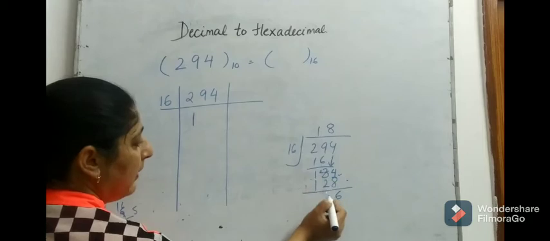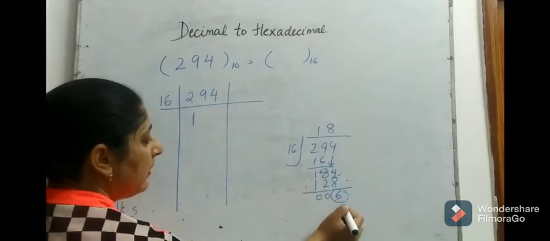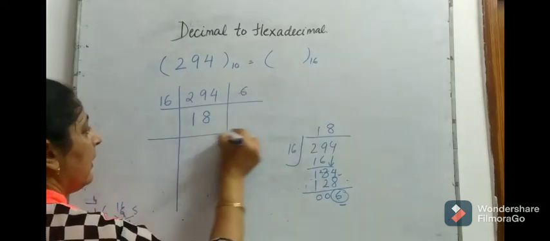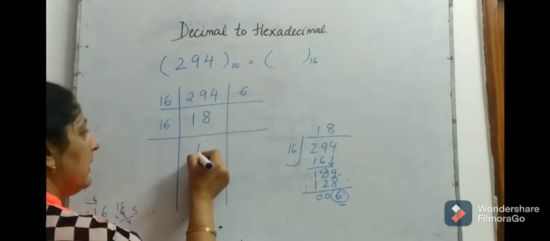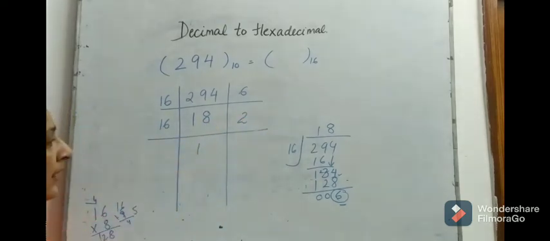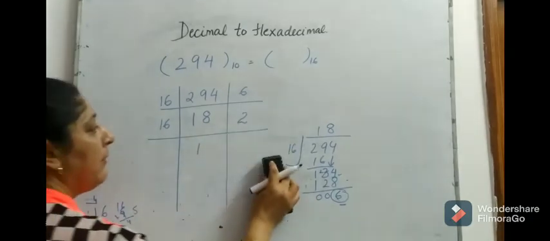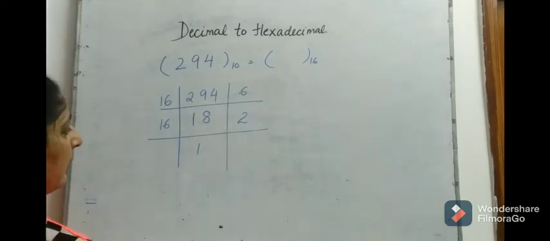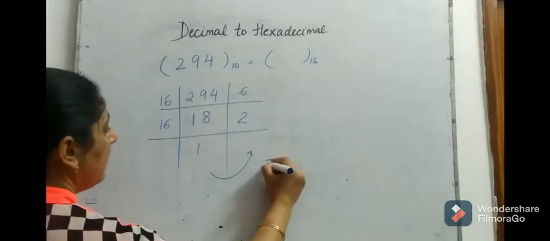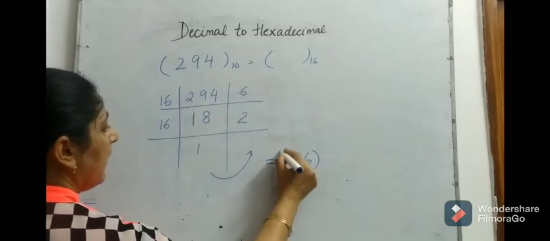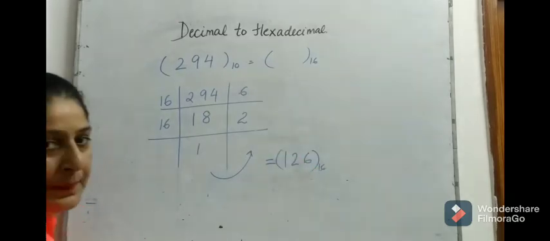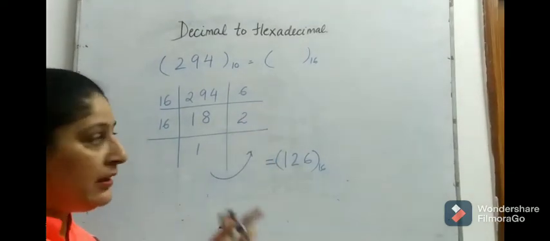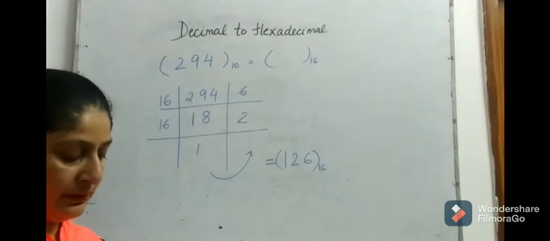So what remainder am I getting here? As 6. And my quotient is 18. So we will write here 6. Now 16 1s are 16. Remainder is 2. So in this case, we are not getting any remainder more than 9. So we are going to simply use them as numbers. So what I am going to write from here? 1, 2, 6. And the base will be 16. So fortunately, we did not get any remainder here more than 9. If we had got one, then we could have done it in that way also.